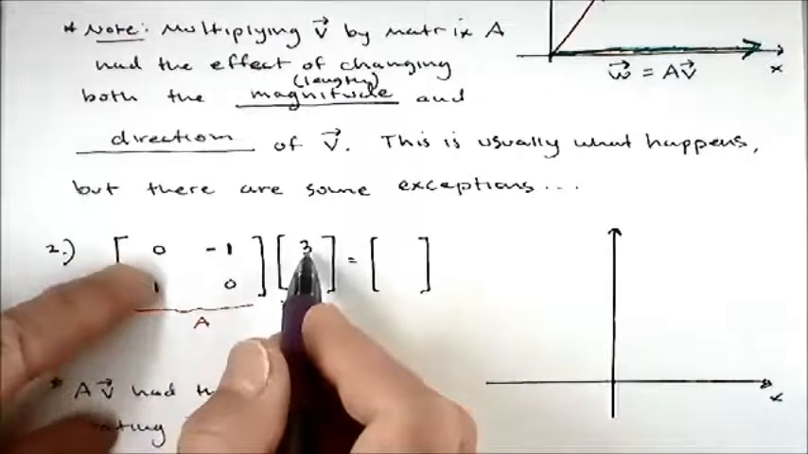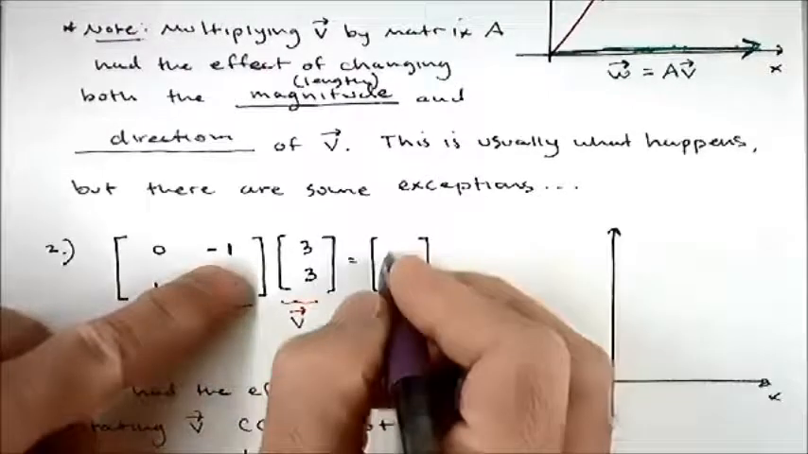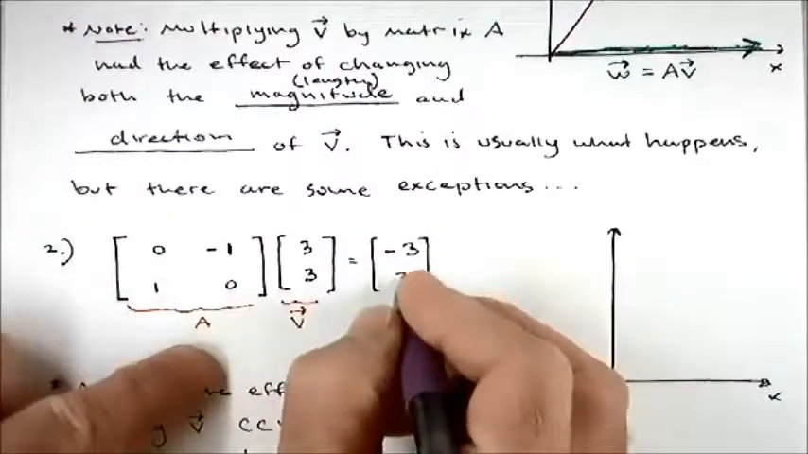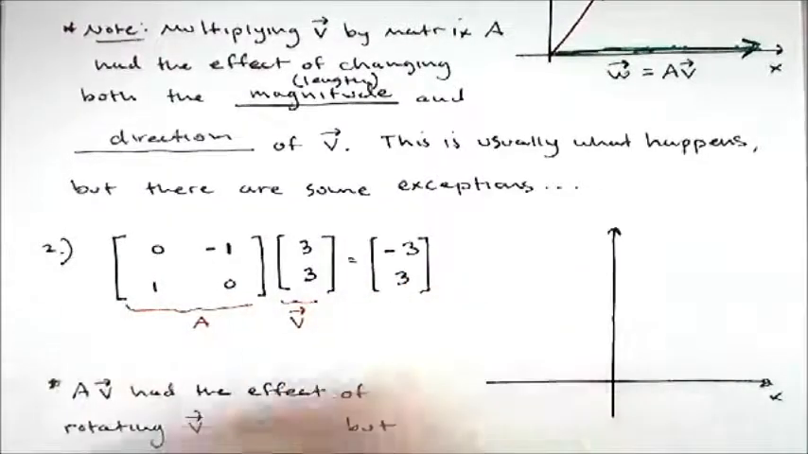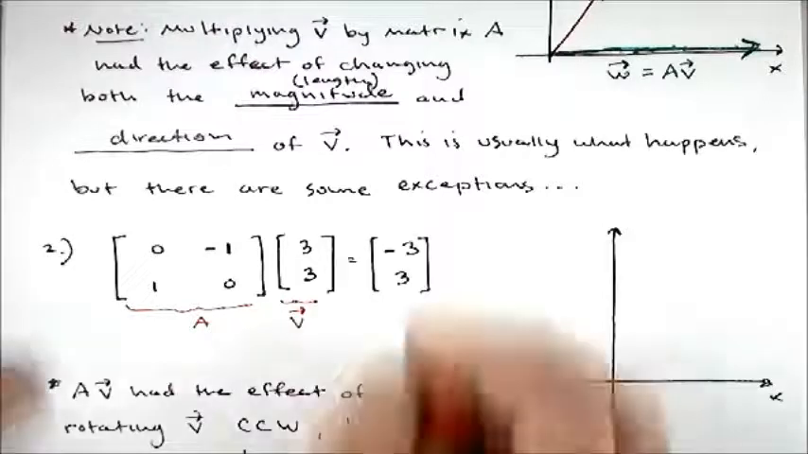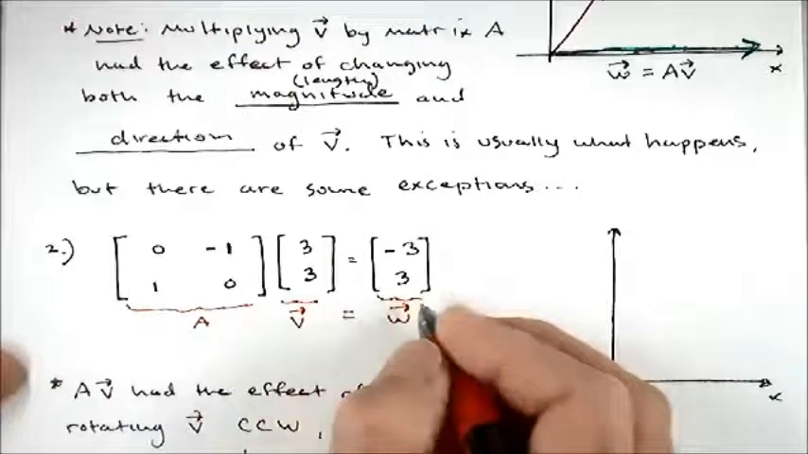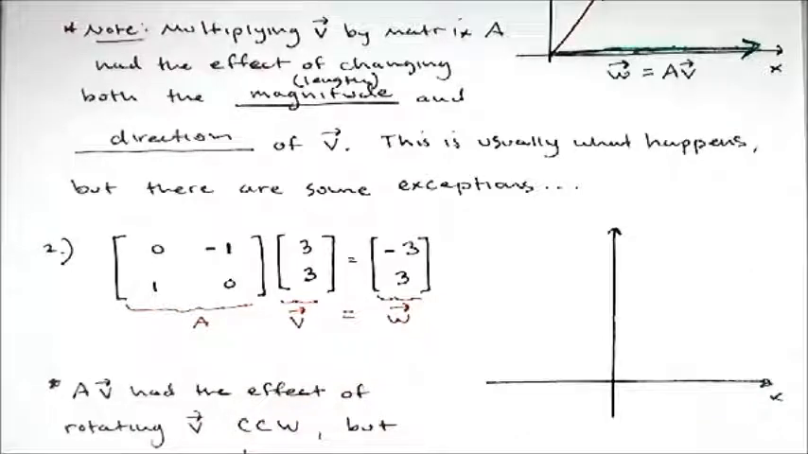So I get 0, -3 for my top entry, 3, 0 for my bottom entry. So I get another vector. Once again, we can call this W if we want to. But what's the connection here?